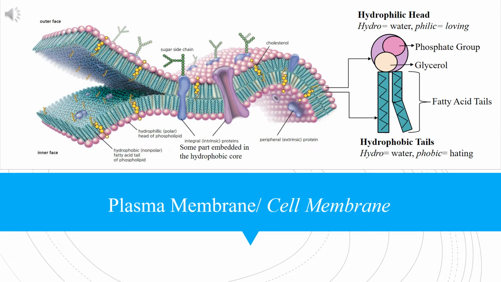Next component is proteins. Proteins make up almost another 50% of the plasma membrane. There are two types of proteins which are found in the plasma membrane, integral or intrinsic, and peripheral or extrinsic. Now, there are some integral proteins which extend across the phospholipid bilayer. Those proteins are known as transmembrane proteins, as shown in the illustration on the left side of this slide. And peripheral proteins are usually found on either face of the plasma membrane, either on the outer face or on the inner face.